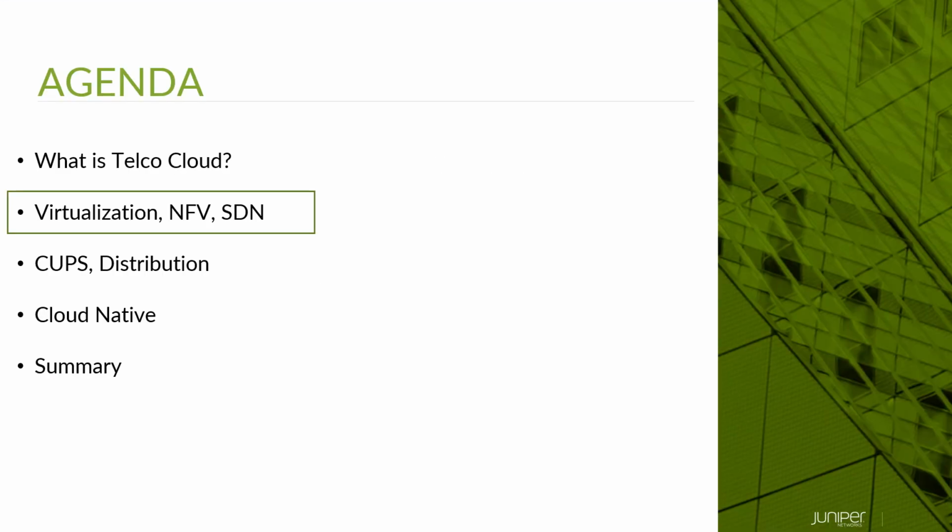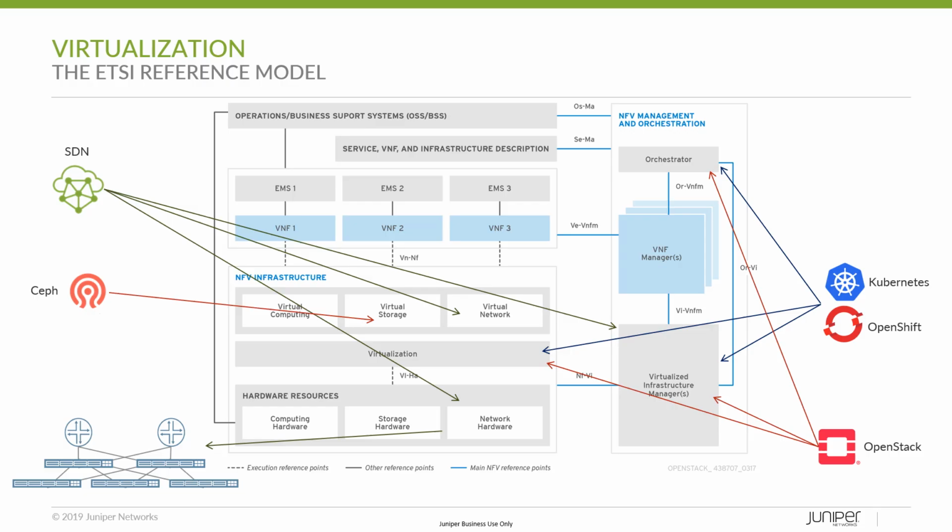So let's look at virtualization and things like NFV and SDN. Virtualization has been well described by the ETSI in its well-known NFV reference model. In this model, VNFs and their EMS have their VNF managers, or VNFMs. They consume an NFV infrastructure, or NFVI, which is made of a virtualization layer between hardware components and their virtual view.